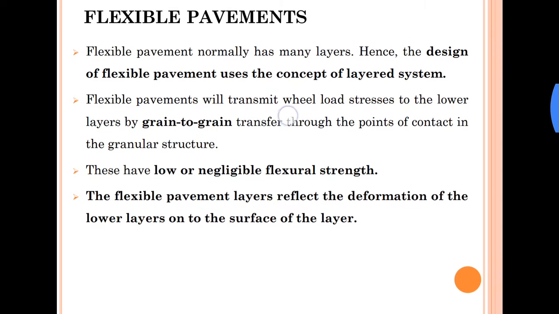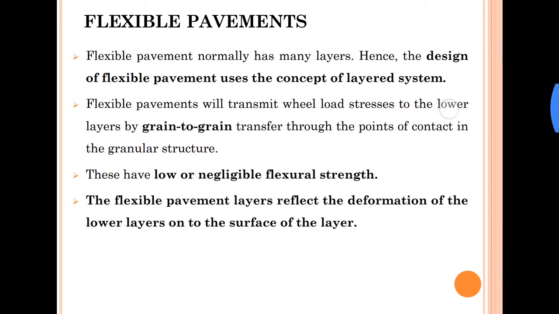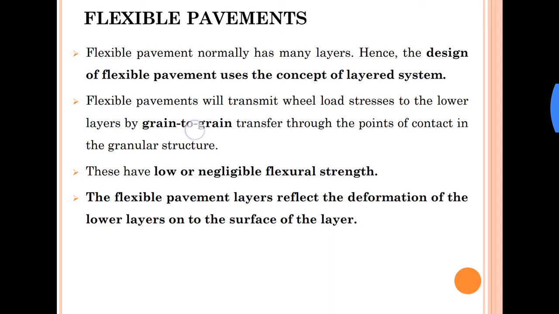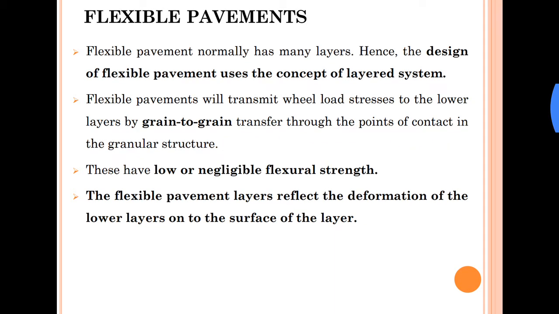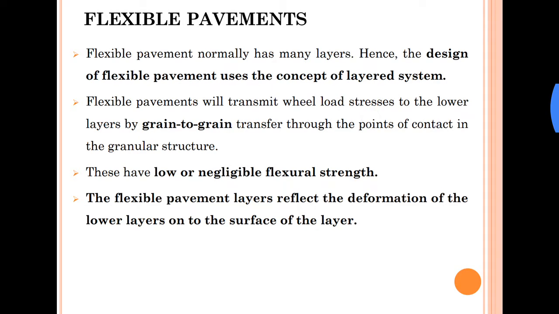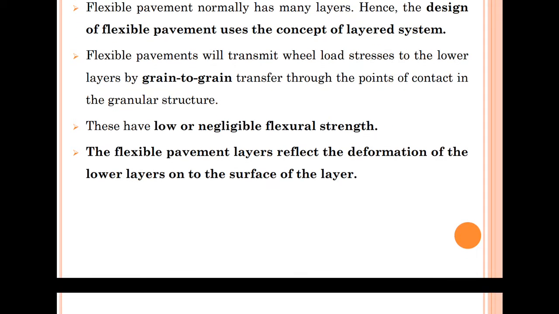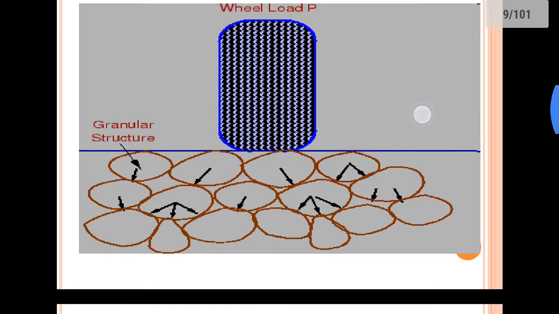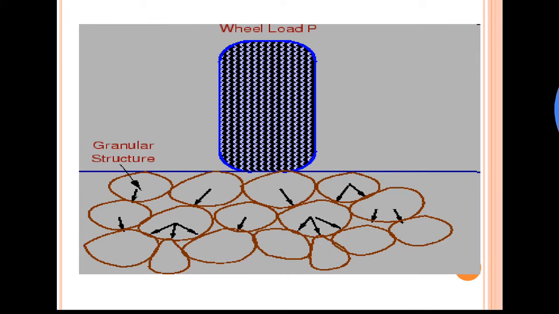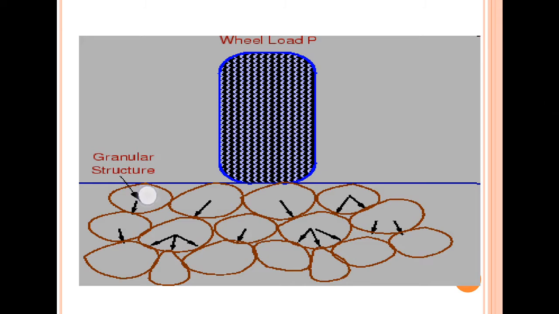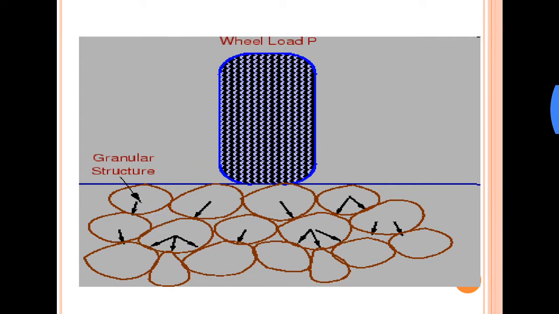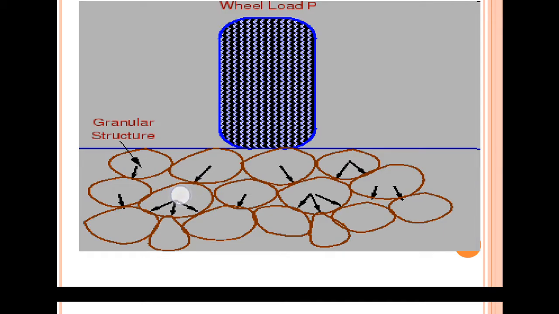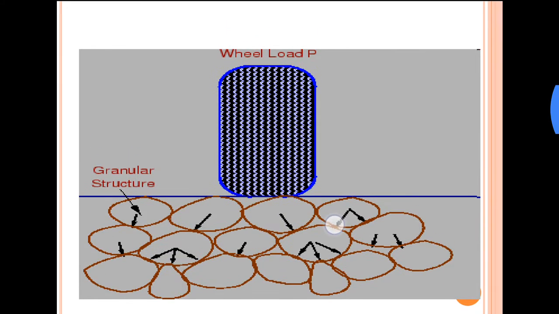Flexible pavements will transmit wheel load stresses to the lower layers by grain to grain transfer through the points of contact in the granular structure. Here the load transmission is by grain to grain transfer. In the flexible pavement, this is a magnified image. In the granular structure, the load transmission is from one grain to the other grain.